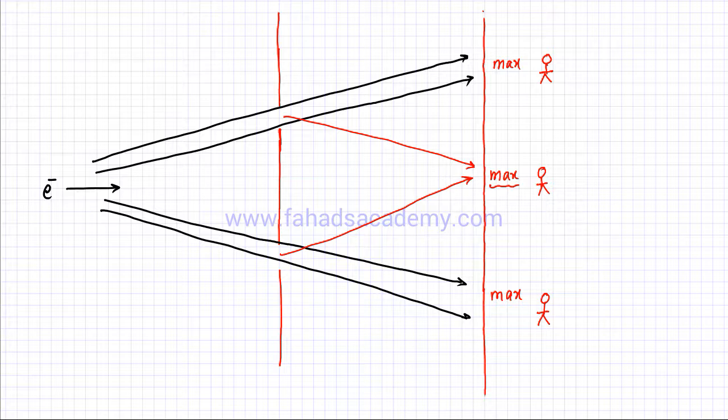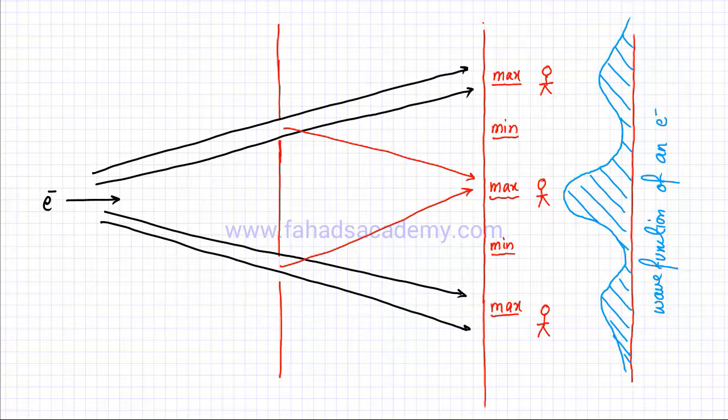So if you use the double slit experiment for an electron, there would be regions of maximum probability of finding an electron, and there would be regions in the middle which would have a minimum probability of finding an electron. So there would be areas of high probability and areas of low probability of finding electrons. And the wave function would be exactly similar to this wave function that I've drawn over here.